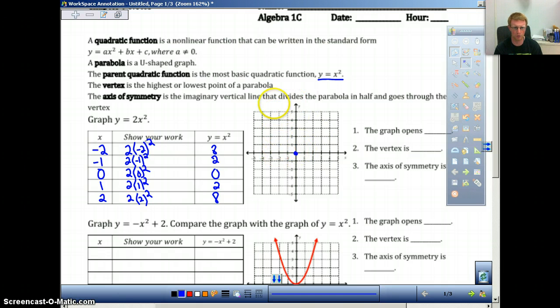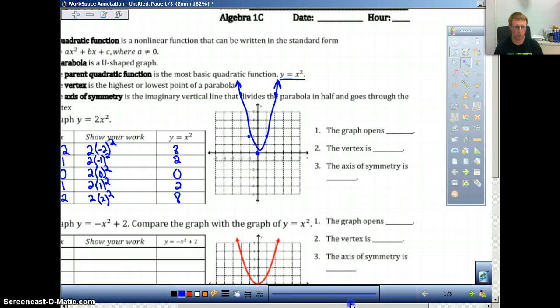So -2 comma 8 would be somewhere up here. -1 comma 2 would be right here. 1 comma 2 would be right here. And then again, the 2 comma 8. And again, all we're going to do is draw a smooth curve, doing the best we can here, and we get a U-shaped graph that looks like this.